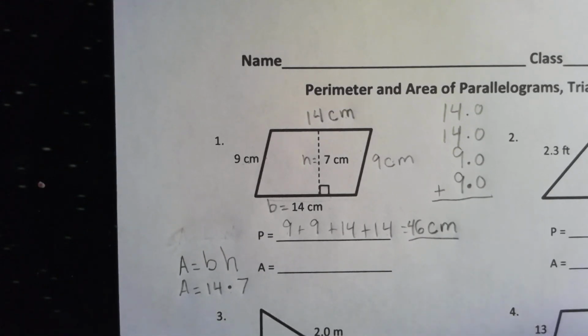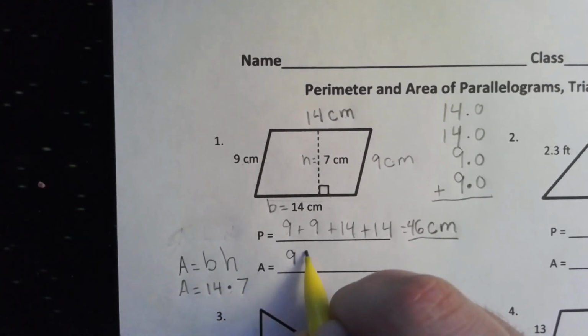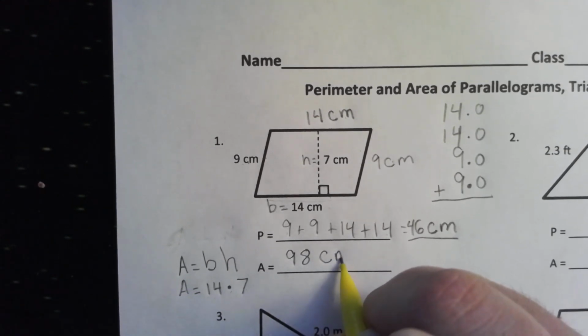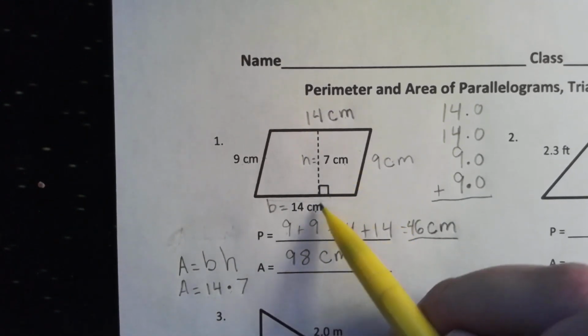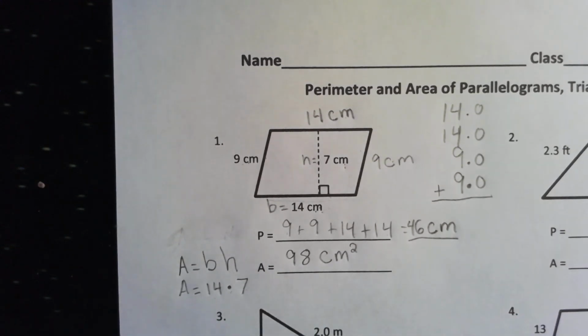Now, I'm not going to write it out. I'm just going to give it to you for the sake of time. But 14 times 7 actually equals 98. And we want to write our units in. It's going to be centimeters squared, or raised to the second power, because we're multiplying 2 centimeters by each other. So we need that exponent up there, and it's just called centimeters squared. Okay? And this is the difference between perimeter and area, and how we find both, just to make sure there's no confusion with those two items.